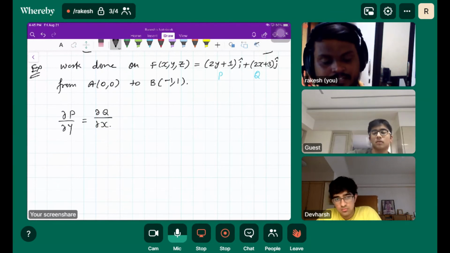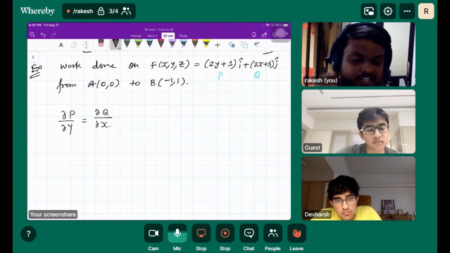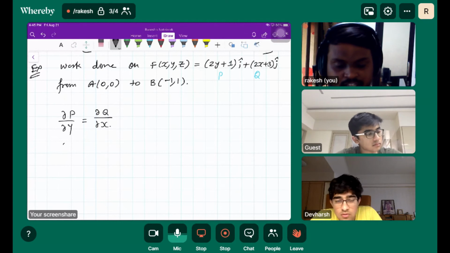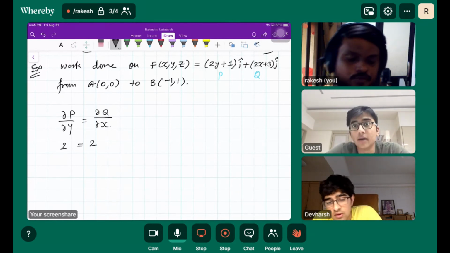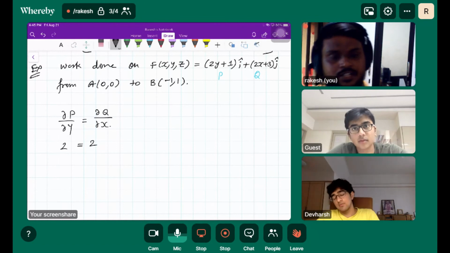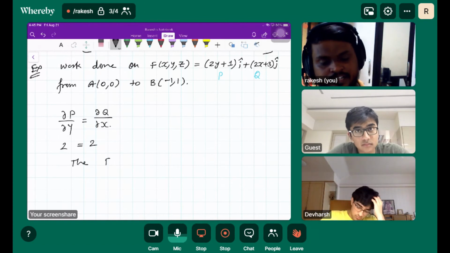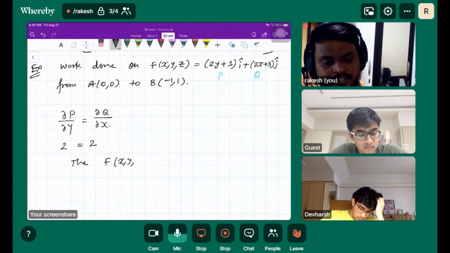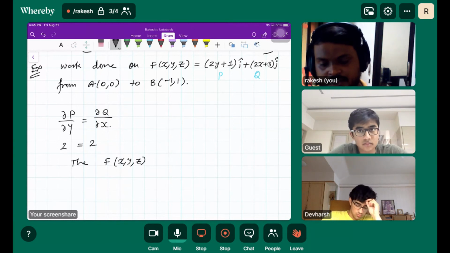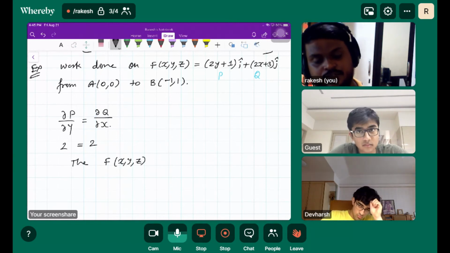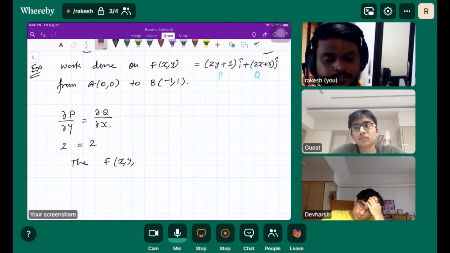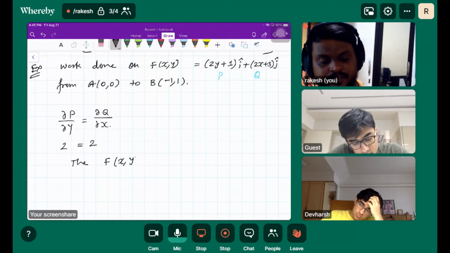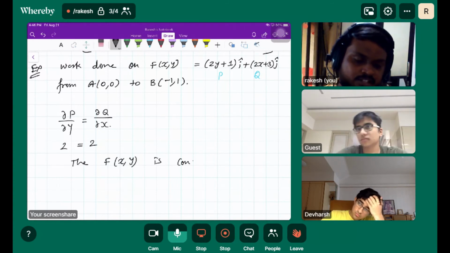Now let's check whether they are equal or not. What is the partial derivative of p with respect to y? That's 2. And the partial derivative of q with respect to x is 2 again. So both are equal. It means the vector field x comma y, there should not be any z here, it's based on 2D, is a conservative vector field.